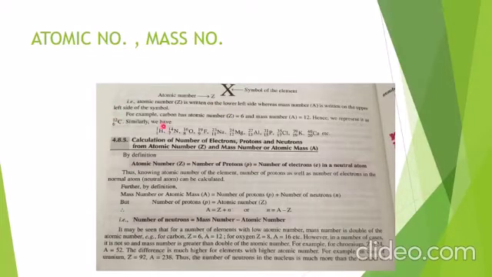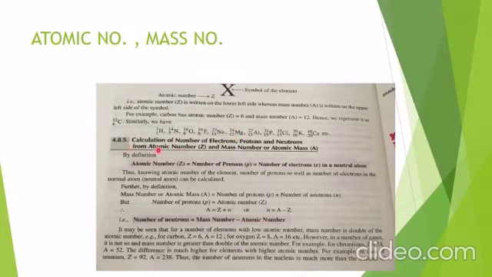For example, carbon has atomic number, what is it? 6, and mass number is 12. Hence we represent carbon with 6 written below and 12 written above on the left side. Similarly, many examples are shown to you: hydrogen, nitrogen, oxygen, fluorine, sodium, magnesium, aluminium, phosphorus, chlorine, potassium and calcium.